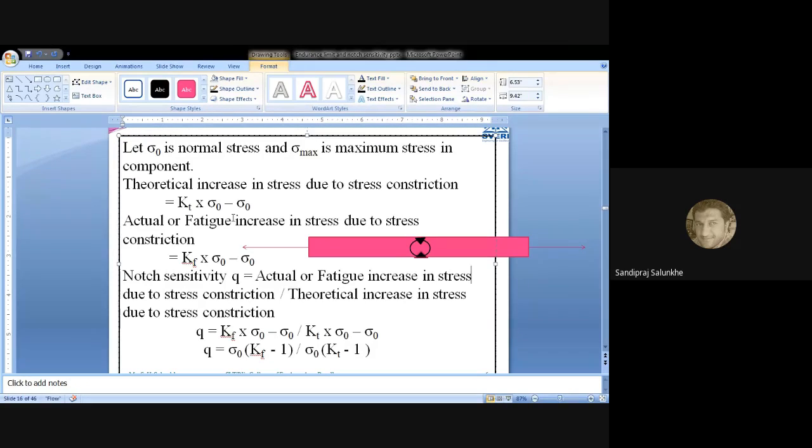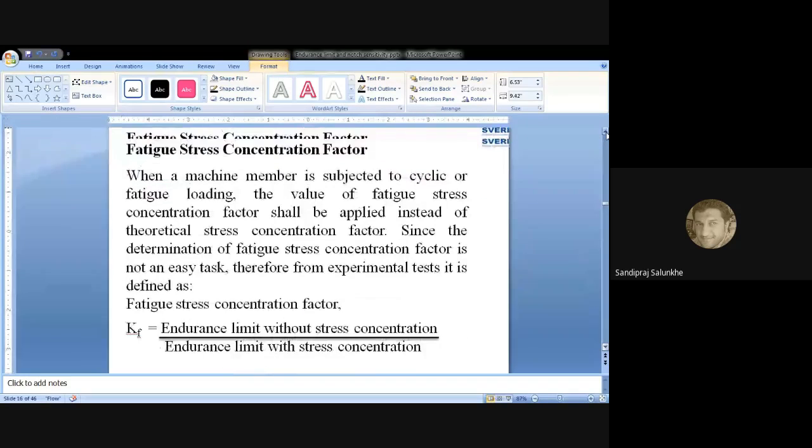Now, when we calculate, we are interested in calculating this Kf, because that Kf we are going to use in the equation where we calculate the endurance limit, that is SE, S suffix E, which we are going to calculate. If you remember, I will show the previous slides.